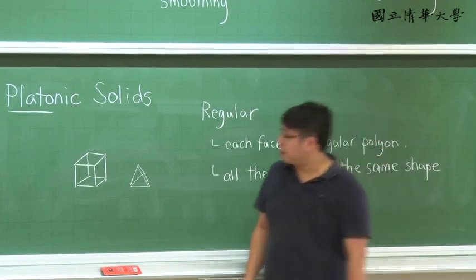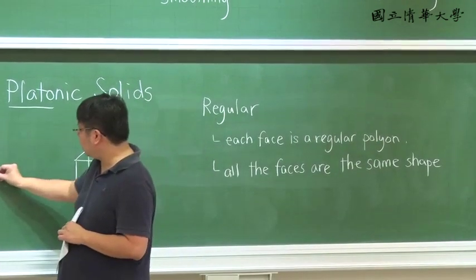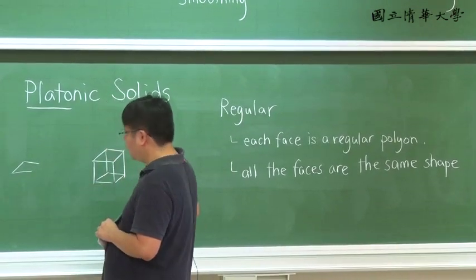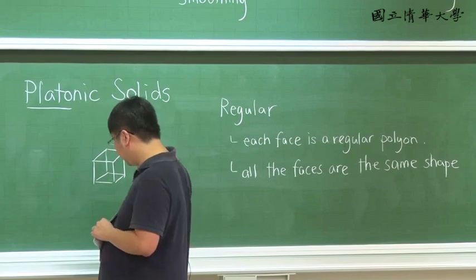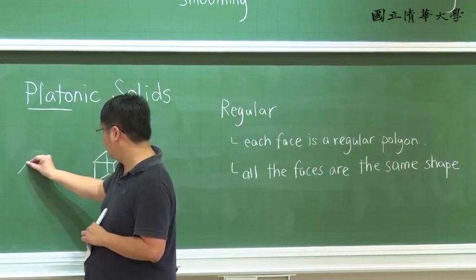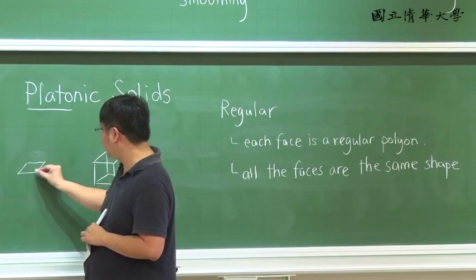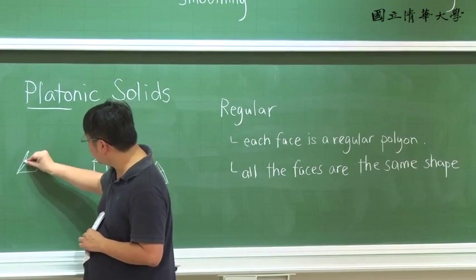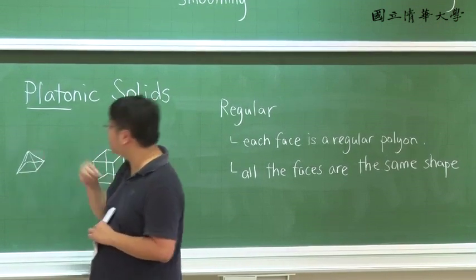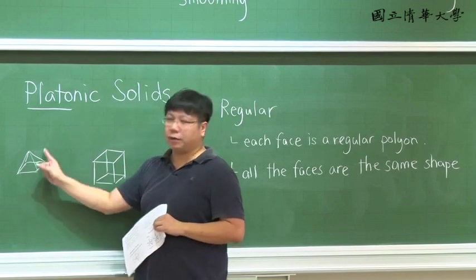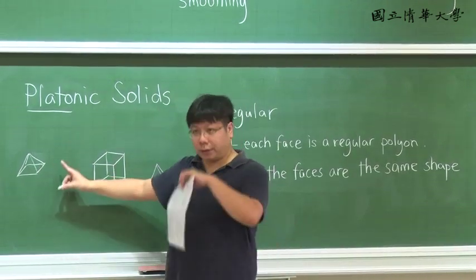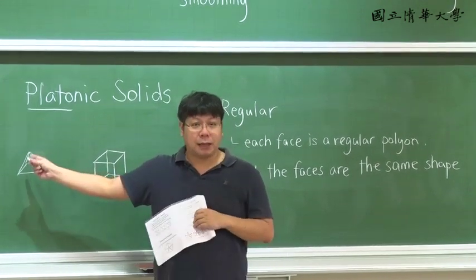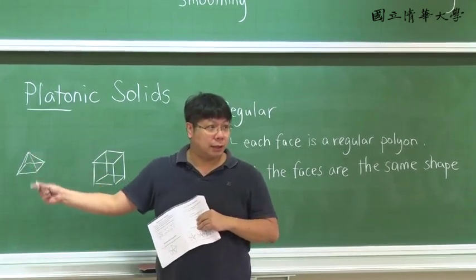There are others. So for instance, imagine there is a pyramid. So what is a pyramid? A pyramid is you have a square base, and then you have a vertex here that joins to each face. Now, each one of them is an equilateral triangle, but this is not a Platonic solid. It is because the bottom part is not the same shape as the other ones. It is a square rather than an equilateral triangle.